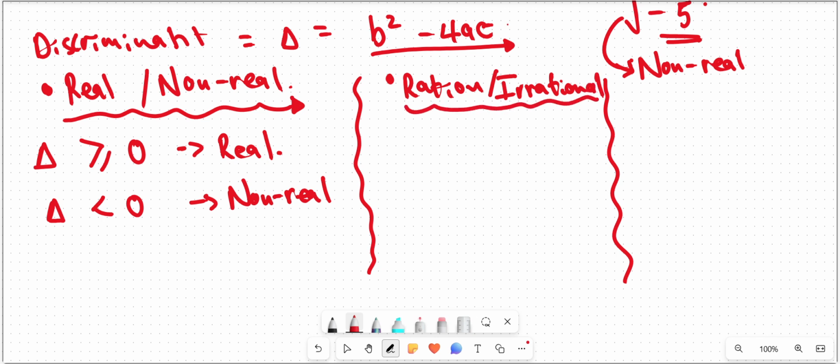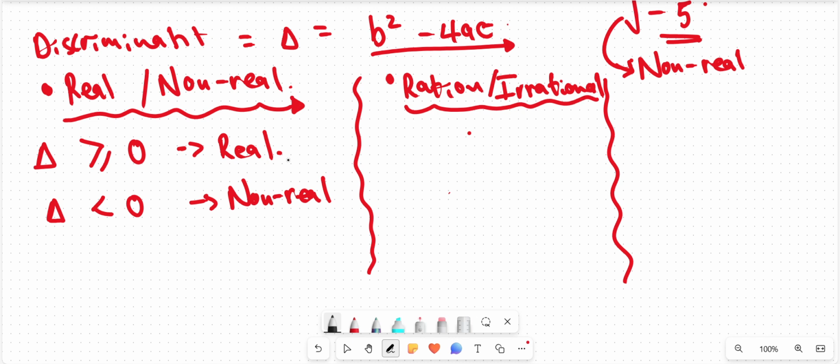So that's the other question we're very interested in. We're asking, are these roots rational or irrational, right? So how do we determine that? First of all, for a root to be rational or irrational, this criteria needs to be met. It has to be real.